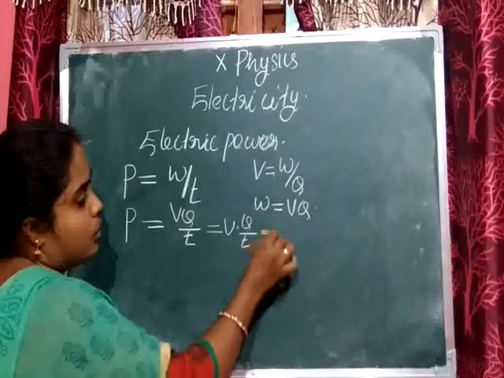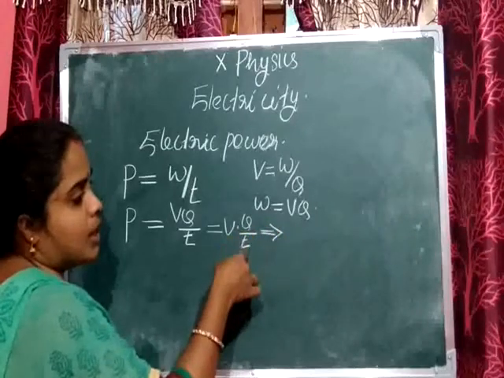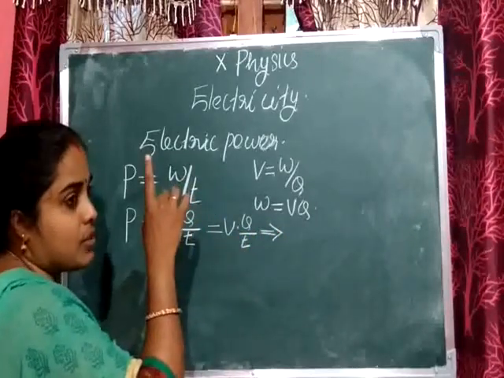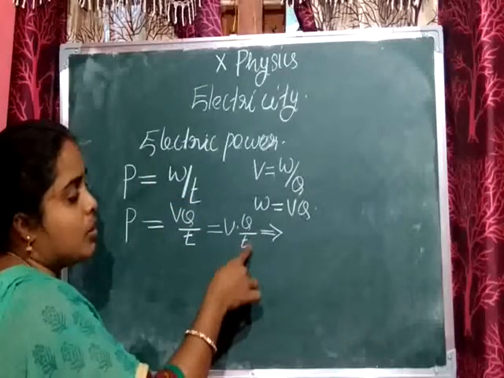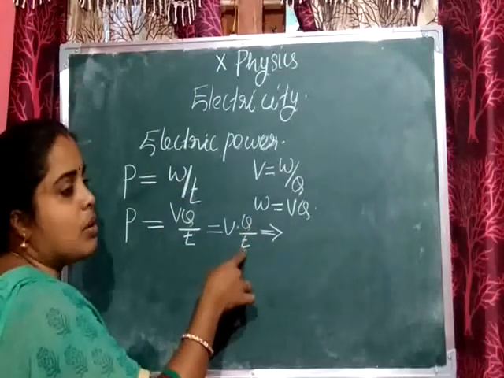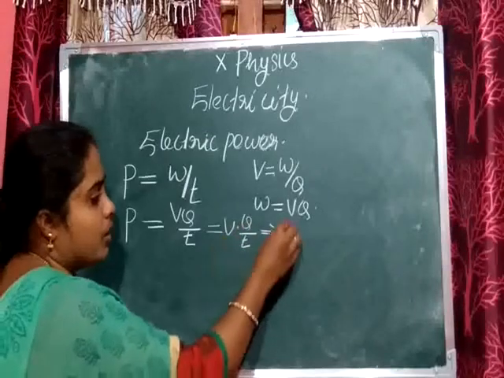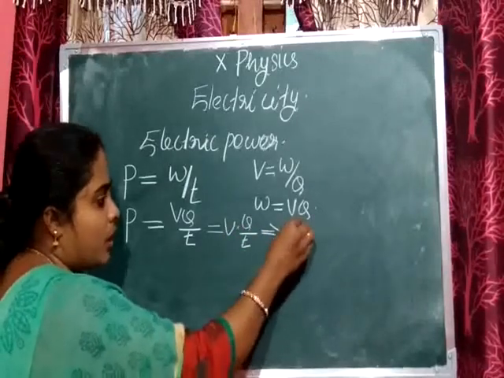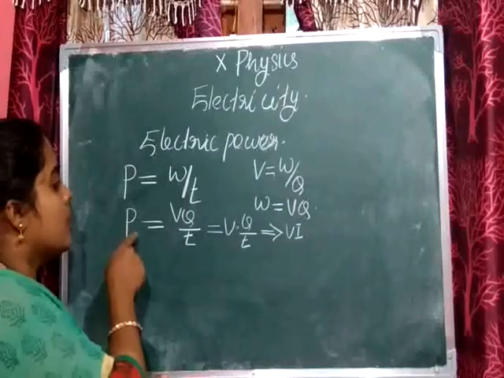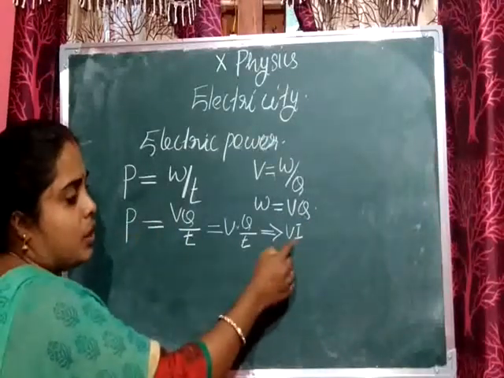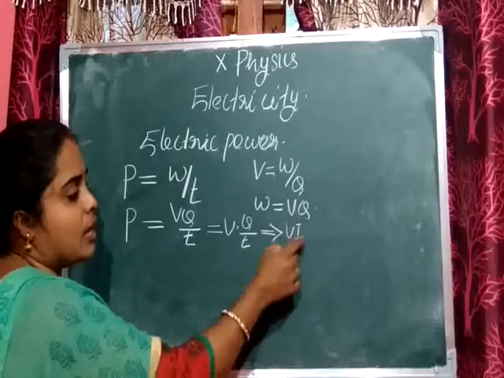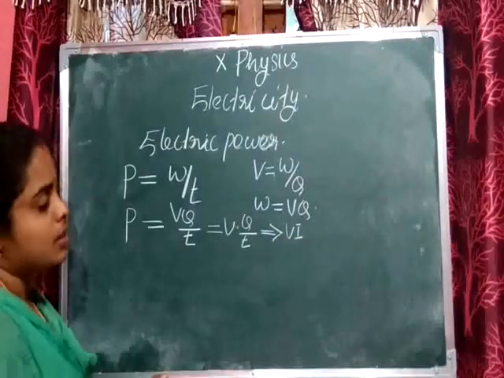What is Q by T? That is what we learned in the first part itself, that is electric current. The charge per unit time is called electric current. So we can write it as VI. So here is an expression for power: power is equal to VI. Here V is the potential difference and I is the current flowing through the circuit.